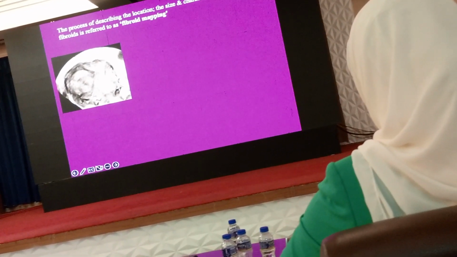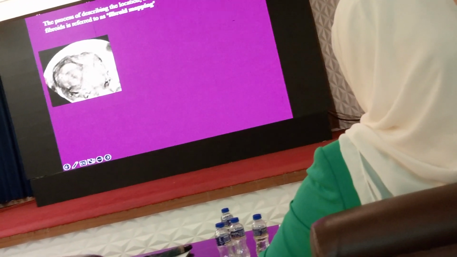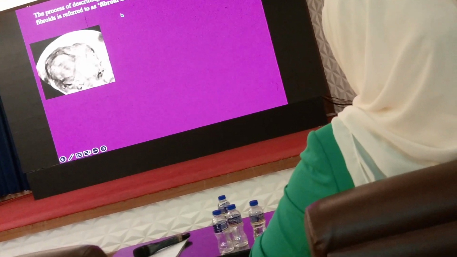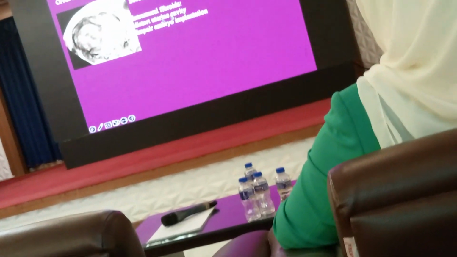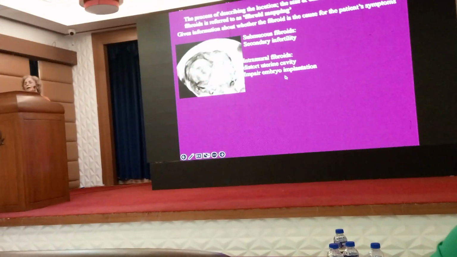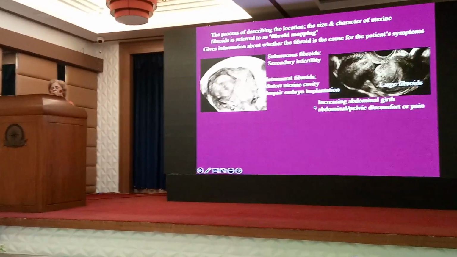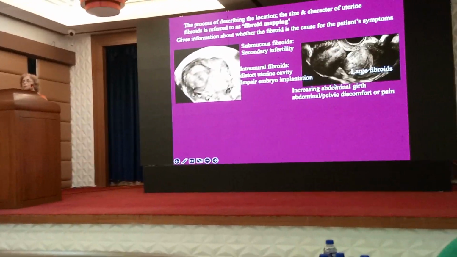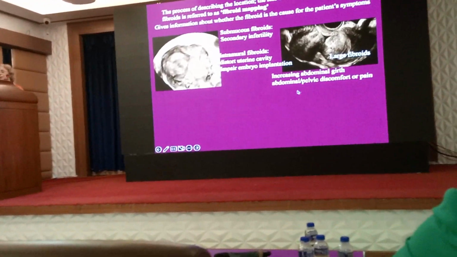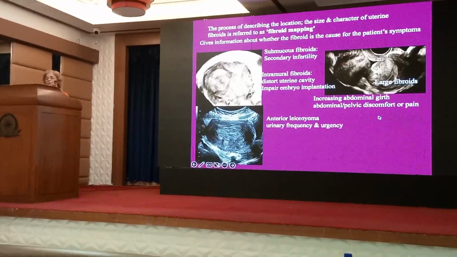The process of describing the location, the size and character of uterine fibroids is termed fibroid mapping. This gives us information on whether the fibroid is the cause of the patient's symptoms. Submucous fibroids are associated with secondary infertility. Intramural fibroids distort the uterine cavity and may impair embryo implantation. Large fibroids can increase the abdominal girth and cause abdominal and pelvic discomfort.